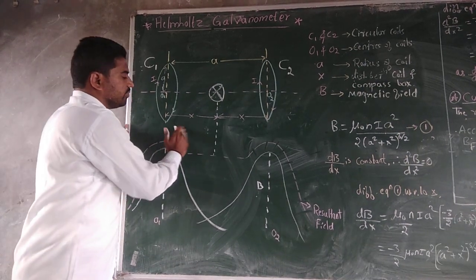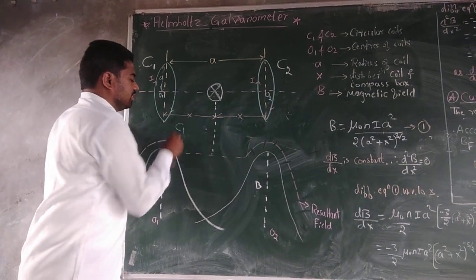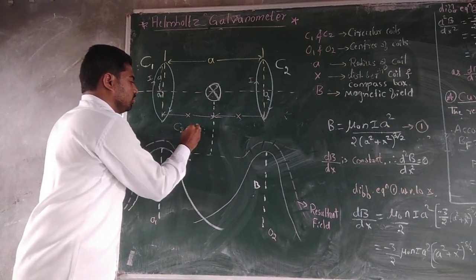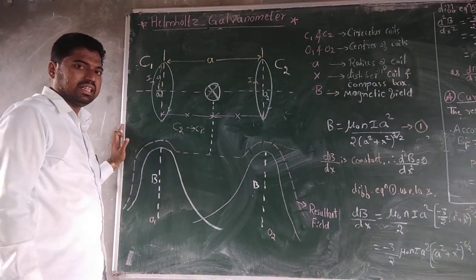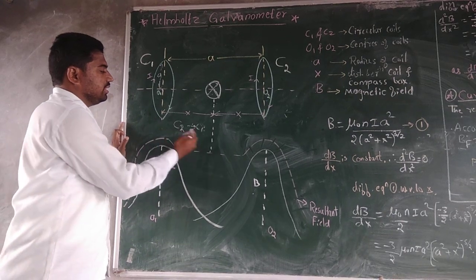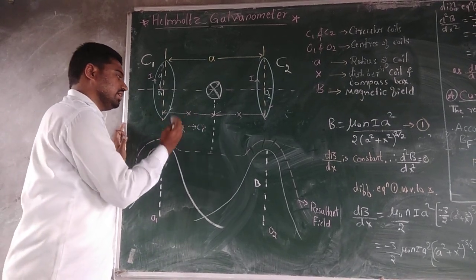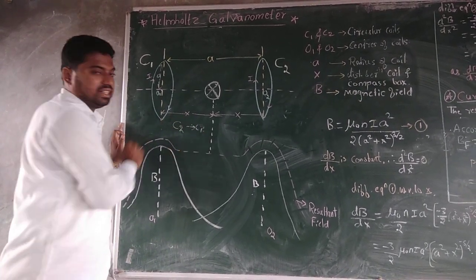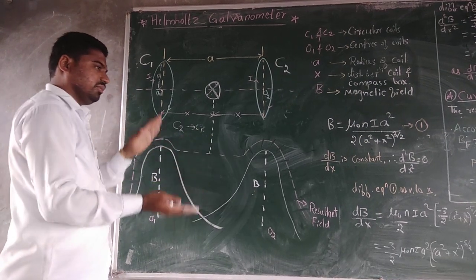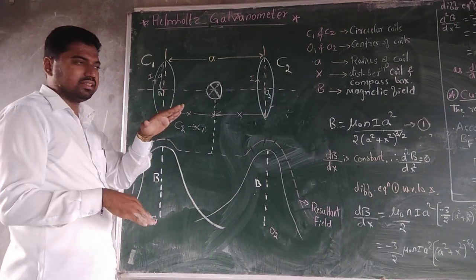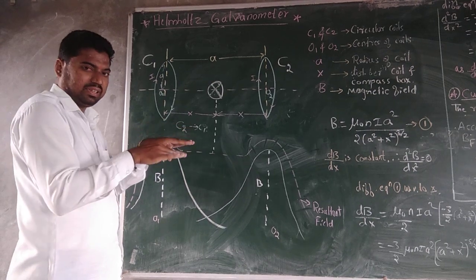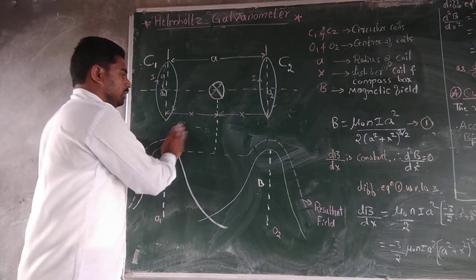Suppose C2 is moved towards C1. Here also the magnetic field of C2 decreases and that of C1 increases. One side increases, one side decreases, but overall the magnetic field is constant, or in equilibrium.